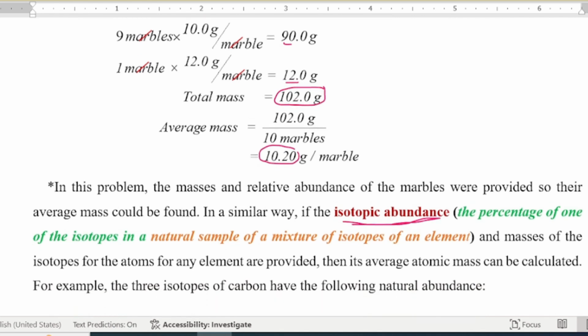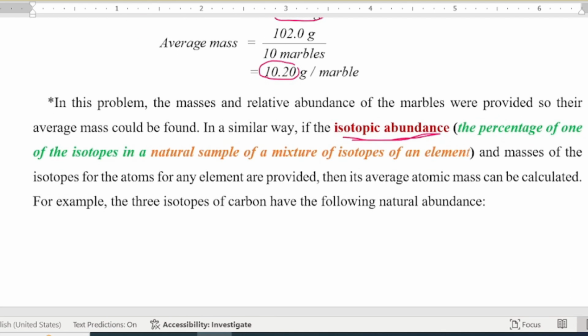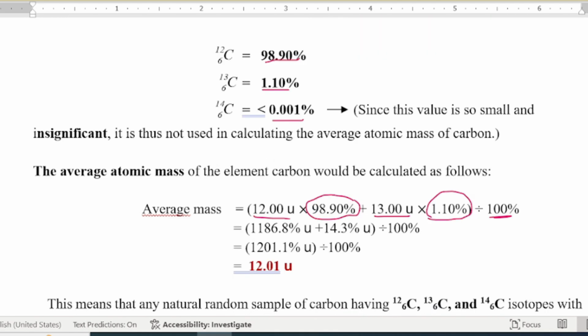Same thing we'll have to do now when you want to find the average atomic mass for the isotopes of a particular element. We'll have to know its isotopic abundance or percentage abundance, which is defined as the percentage of one of the isotopes in a natural sample of a mixture of isotopes of an element. What is shown here next are their percentage isotopic abundance in nature, or relative abundance.